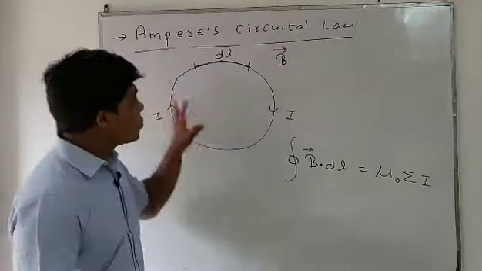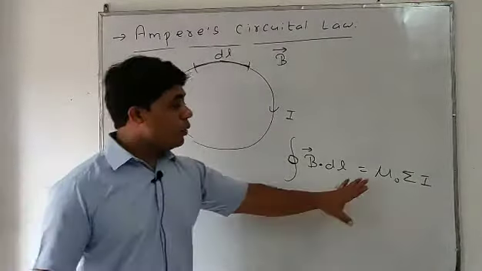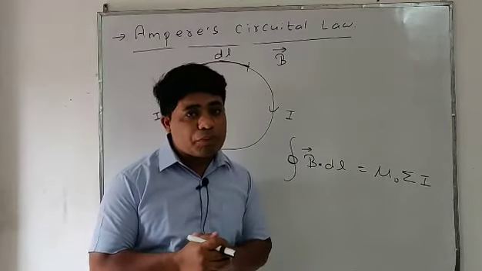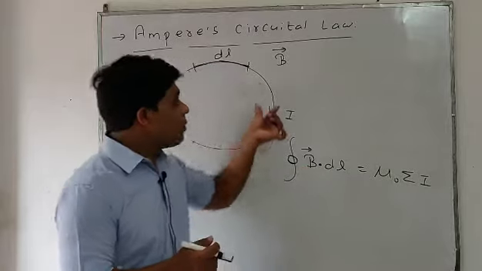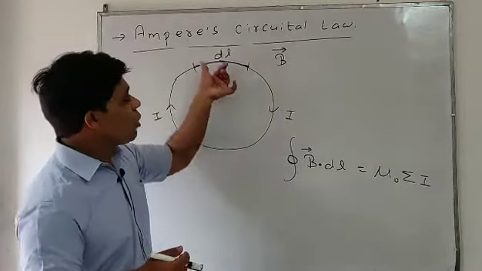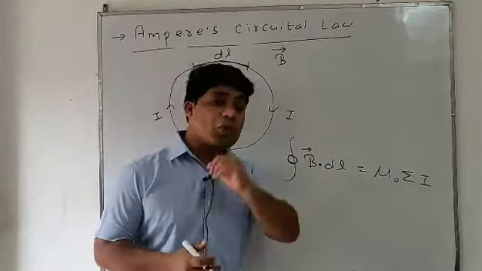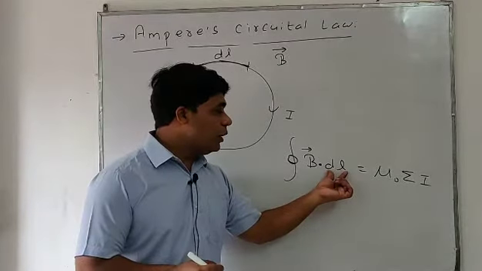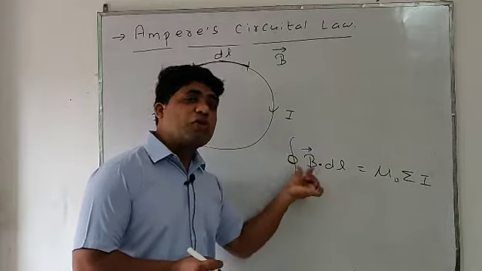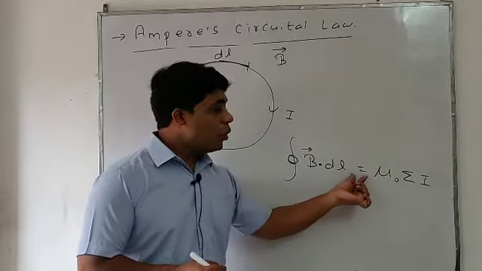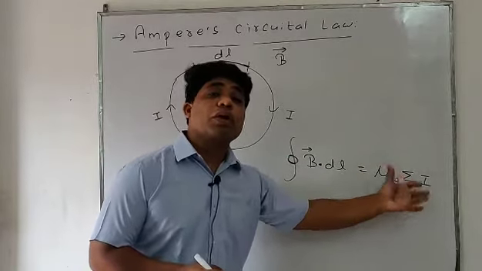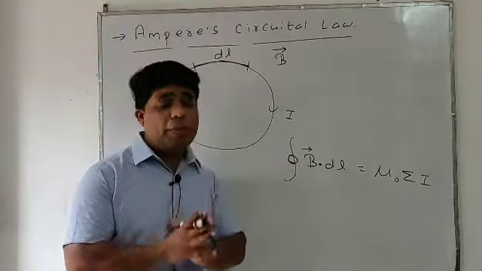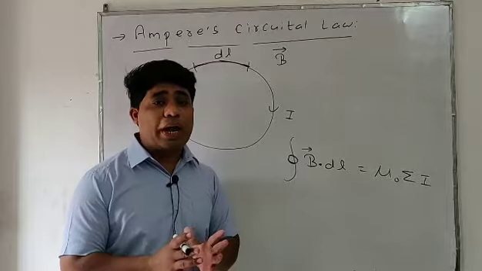Sigma I is the total current of that circuit. Mu naught is called the permeability of free space. B is the magnetic field, dl is a small segment, and sigma I is the total current. So what will be the statement? See one more time: the linear closed integration of magnetic field is always equal to mu naught times the total current of that circuit. This is the mathematical form and statement of Ampere's circuital law.